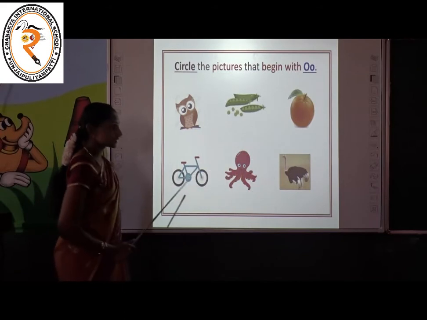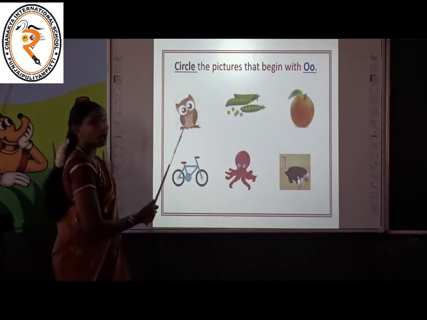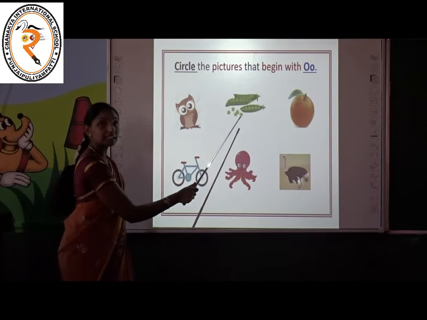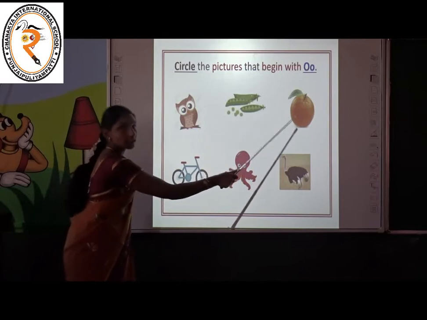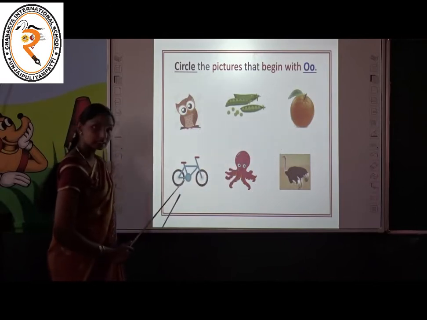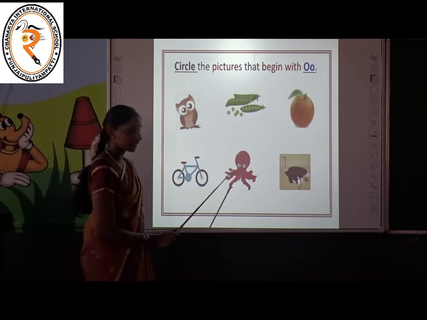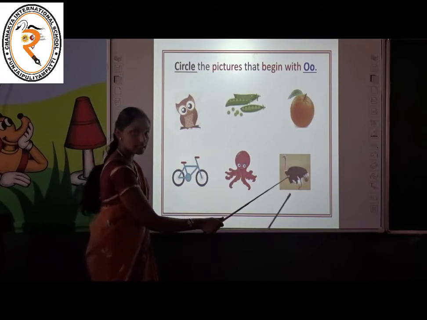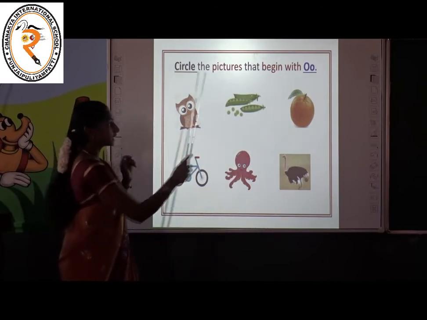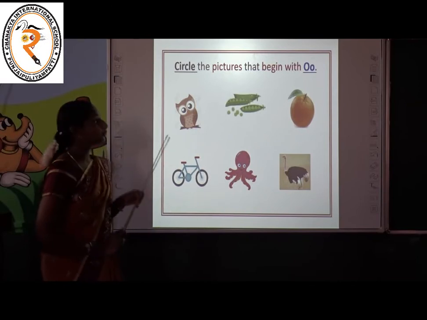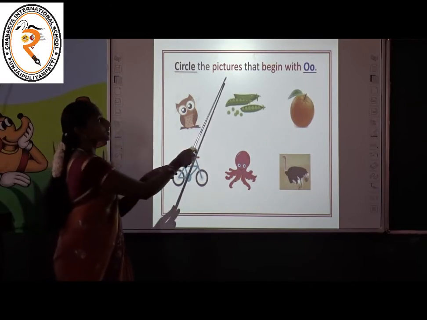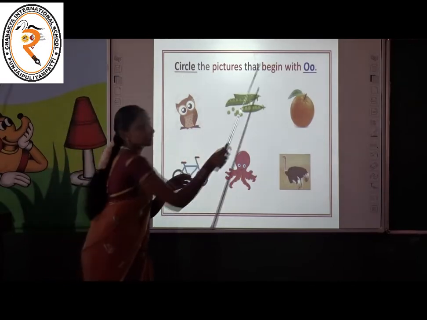Can you see these pictures? What is this? Owl. This is peas. This is orange. This is cycle. Do you know how to write cycle, children? Very good. This is octopus. This is ostrich. Yes. From these pictures, you have to pick and circle the pictures that begin with letter O.